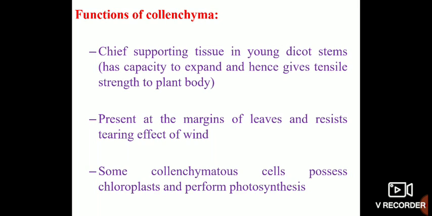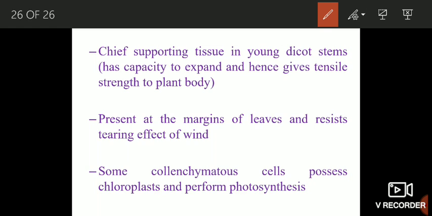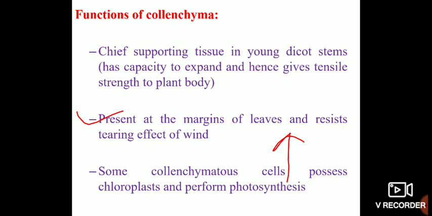This tissue also has the capacity to expand and hence gives tensile strength to the plant body. Because of its expansion power, it gives tensile strength to the plant body. The second one is it is present at the margins of some leaves and helps these leaves resist the tearing effect of wind. Some collenchymatous cells possess chloroplasts and they also perform photosynthesis. These are the different functions of collenchymatous tissues in plants.